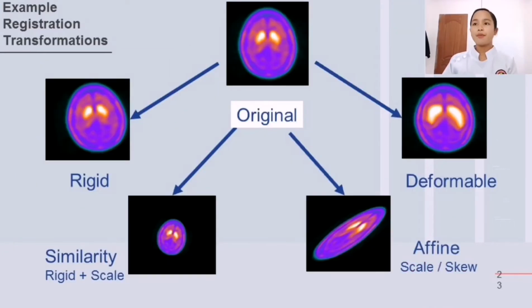So there are 4 examples of registration transformation. First is the original to rigid, original to similarity, original to affine, and original to deformable. So the rigid transform can register objects that are related by rotation and translation. For example, if you are registering images of a patient's bones, you can often assume that a rigid transform is sufficient to align this structure.